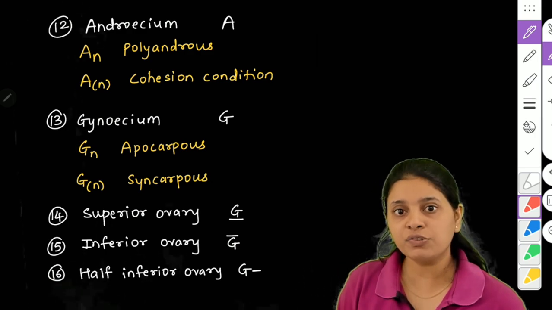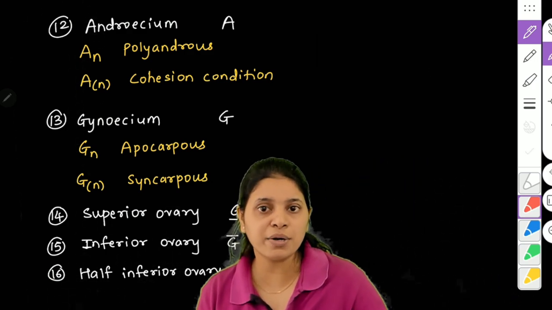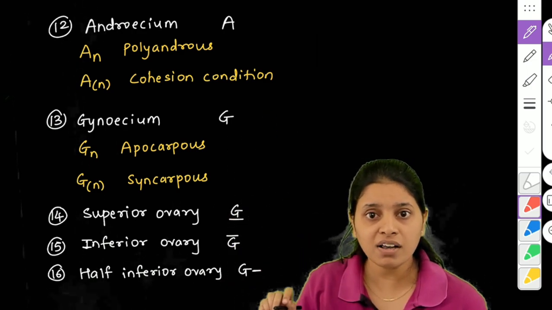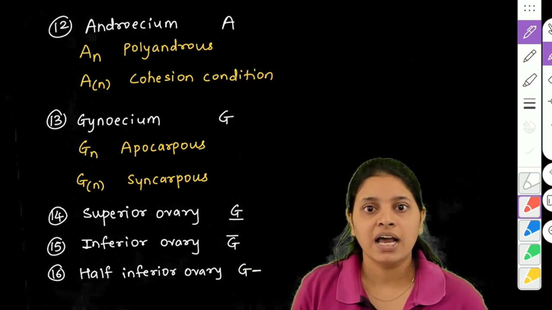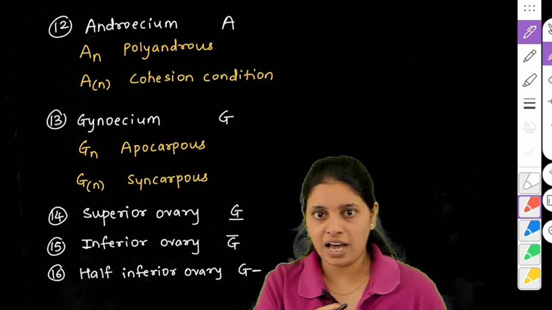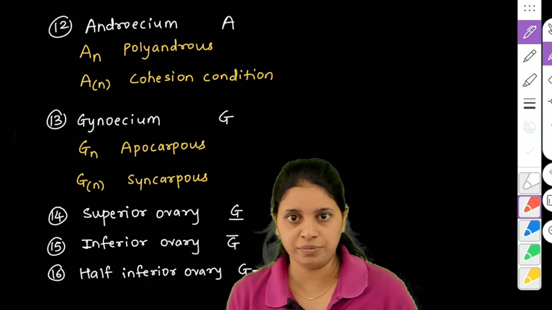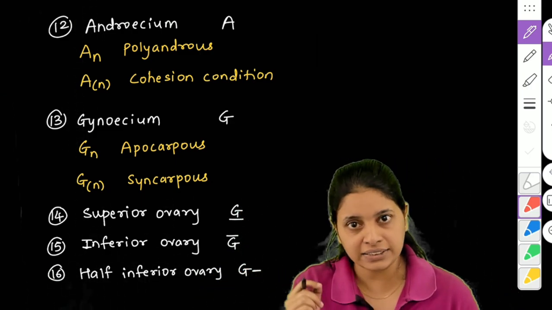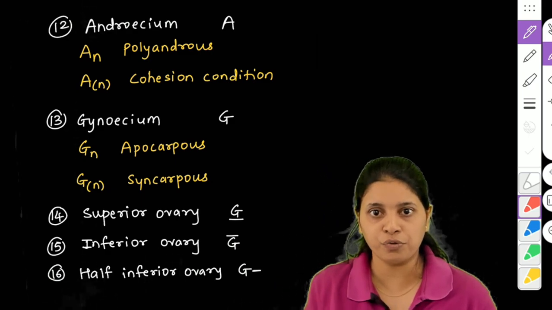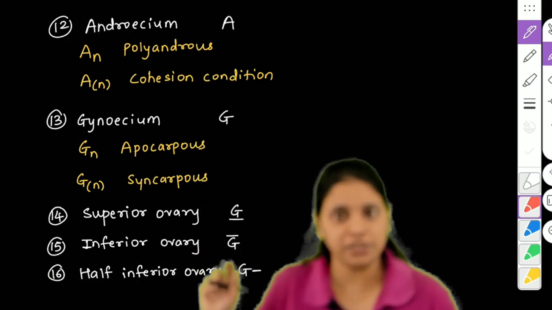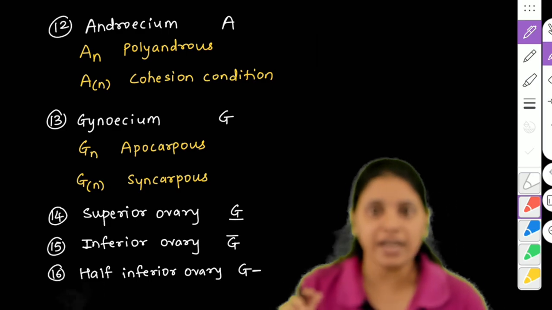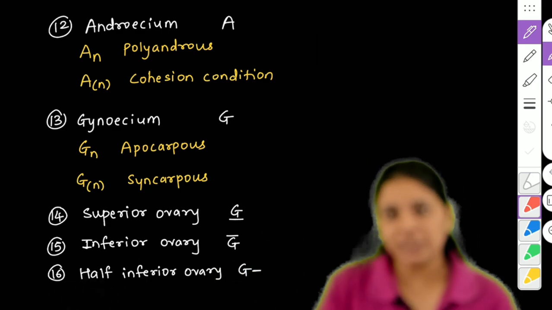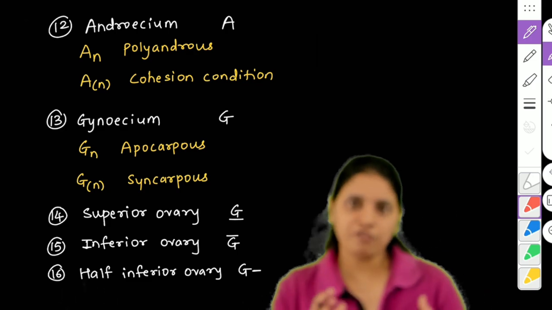Right? Next, we have androecium, that is the male reproductive whorl. It is represented by the letter A. Now, the stamens are the basic unit of androecium. The stamen has anther in which the pollen grains are produced. Hence, it is the male reproductive whorl. Androecium is represented by the letter A. Stamens are the basic unit in it. Stamens can be free or fused.